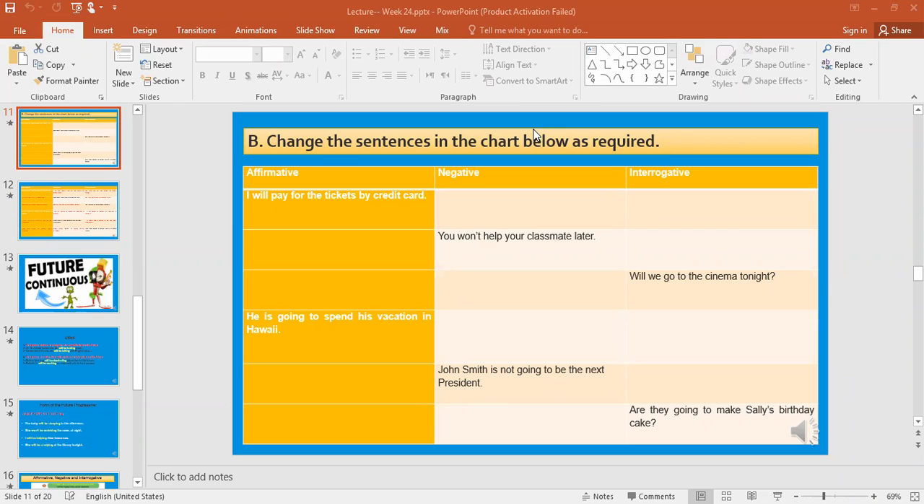He is going to spend his vacation in Hawaii. The negative form. He isn't going to spend his vacation in Hawaii. Okay. Question four. Why don't you do it in the interrogative? Is he going to spend his vacation in Hawaii? Very good. Okay. So we still have only two.